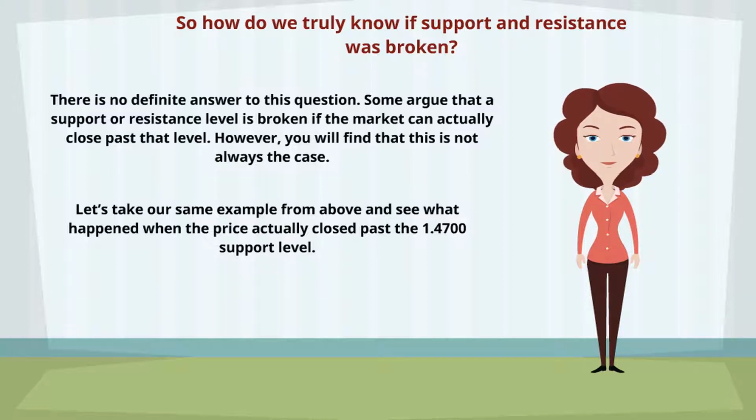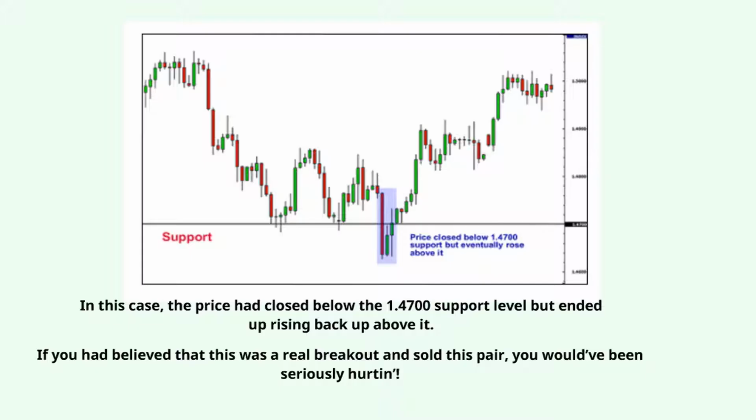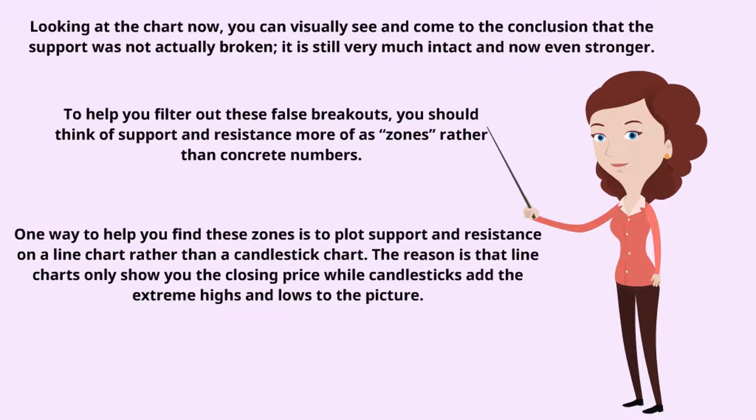Let's take our same example from above and see what happened when the price actually closed past the 1.4700 support level. In this case, the price had closed below the 1.4700 support level but ended up rising back up above it. If you had believed that this was a real breakout and sold this pair, you would have been seriously hurt. Looking at the chart now, you can visually see and come to the conclusion that the support was not actually broken, it is still very much intact and now even stronger.